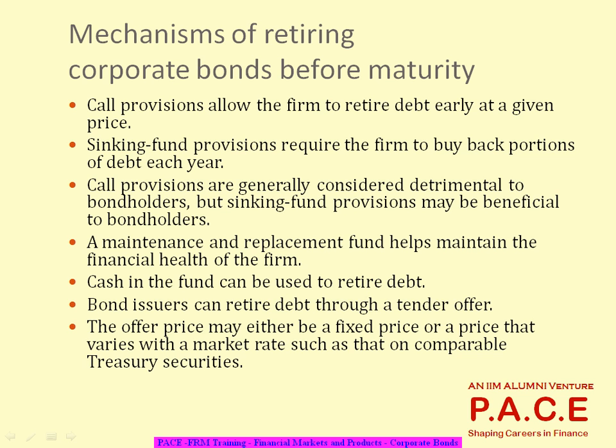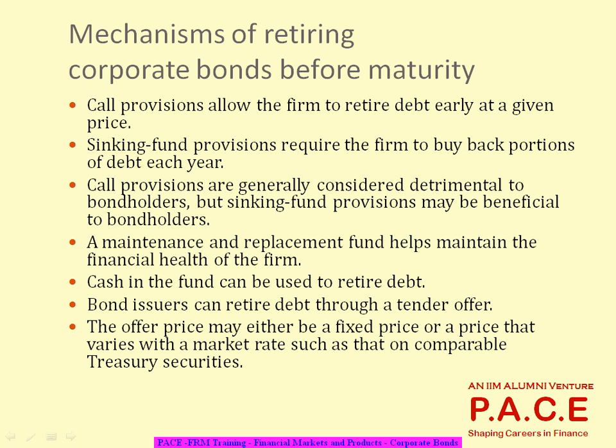And there could also be a maintenance and replacement fund. So if at all something has to be paid back, there should be some fund, especially for a sinking fund or whatever. Which means they will maintain some kind of a reserve, which will be used for paying to call back the bond. So cash in the fund is used to retire that debt.